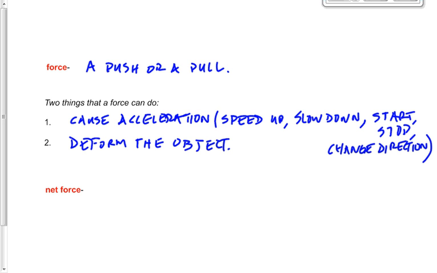What's a net force? What does net mean? Who has a job here? Who has a part-time job? Not very many of you. Good. That's good. But not very many of you have a part-time job. If you do have a part-time job, you get a pay stub, right? You get a paycheck and you get a pay stub.